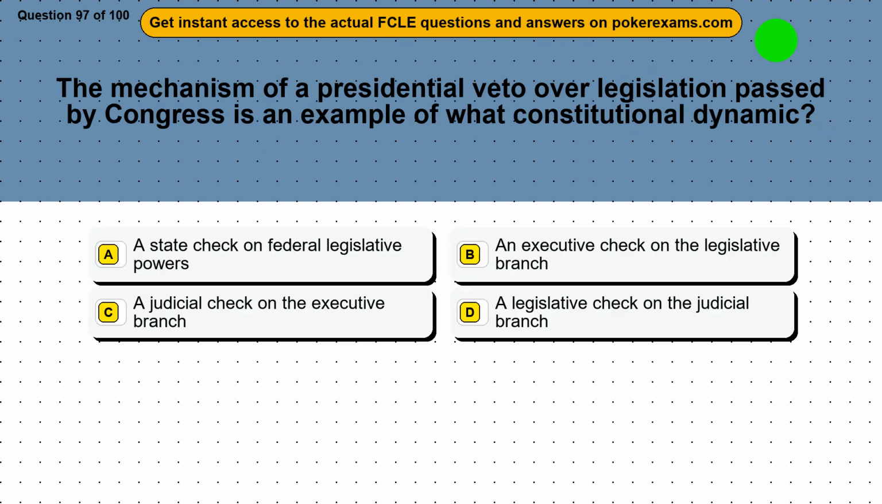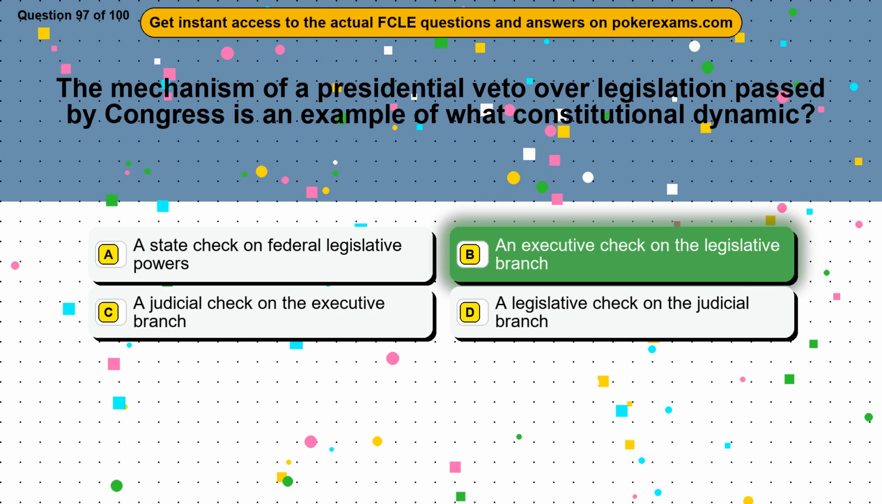Question 97. The mechanism of a presidential veto over legislation passed by Congress is an example of what constitutional dynamic? Option A, a state check on federal legislative powers. Option B, an executive check on the legislative branch. Option C, a judicial check on the executive branch. Option D, a legislative check on the judicial branch. The correct answer is option B, an executive check on the legislative branch.